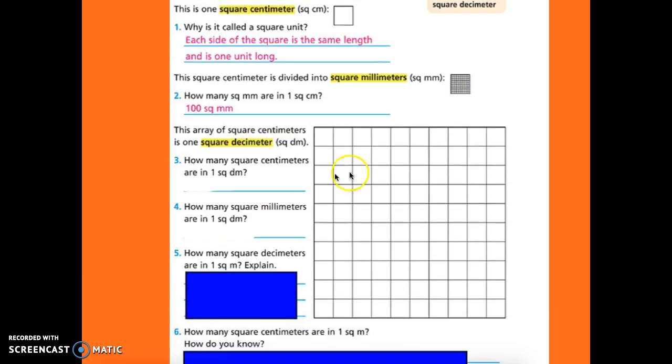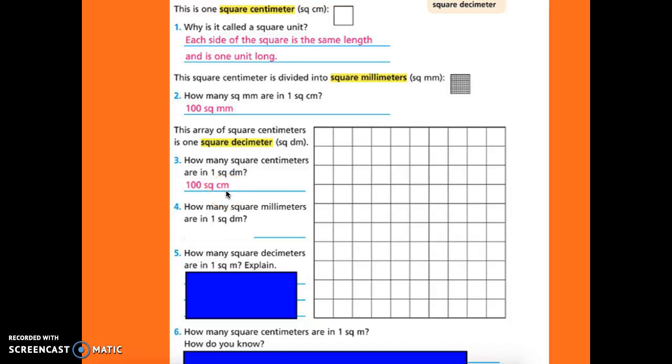Now, this array of square centimeters, so these are all the centimeters, right? Centimeter by centimeter, is a square decimeter. Okay? So there's 100 of these centimeter squares in here to make 1 square decimeter. And they want to know how many square centimeters are in this decimeter. So how many of these little boxes are there? So we count 1, 2, 3, 4, 5, 6, 7, 8, 9, 10, and there's 10 this way. So how many boxes are in there total? You said 100 square centimeters.